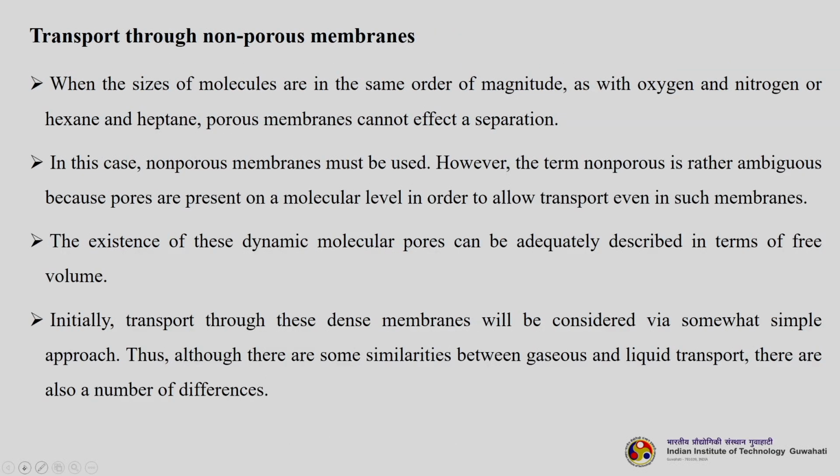And transport in non-porous membrane. When the sizes of the molecules are in the same order of magnitude, as with oxygen and nitrogen or hexane and heptane, a porous membrane cannot effect a separation. So, in this case a non-porous membrane must be used. However, the term non-porous is rather ambiguous because pores are present on a molecular level in order to allow transport even in such membranes. The existence of these dynamic molecular pores can be adequately described in terms of free volume.